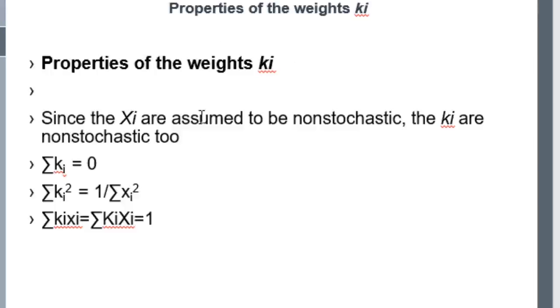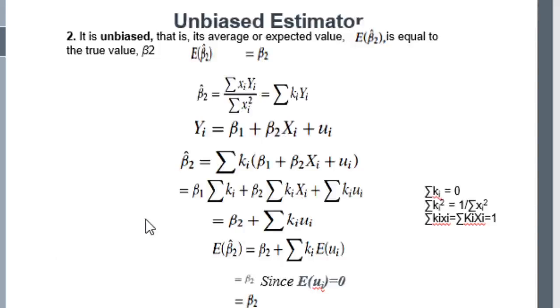So far we explained the first property, that beta 2 cap is a linear function of the dependent variable. The second important one is that they are unbiased estimators. What is the meaning of an unbiased estimator? The meaning is that the average or the expected value of an estimator equals its true value. If the average or the expected value of a parameter or the estimator equals its true value, then we say that the estimator is unbiased.